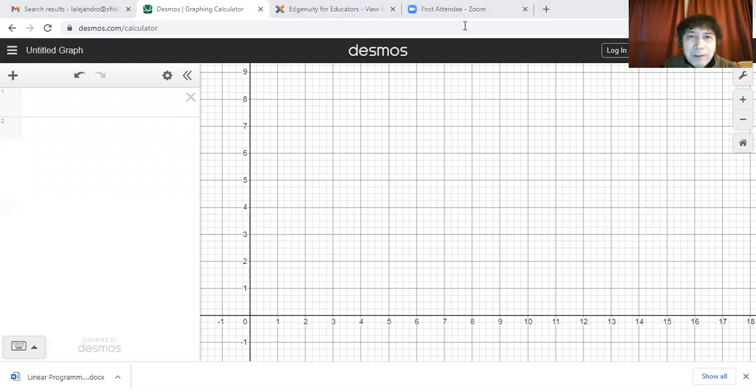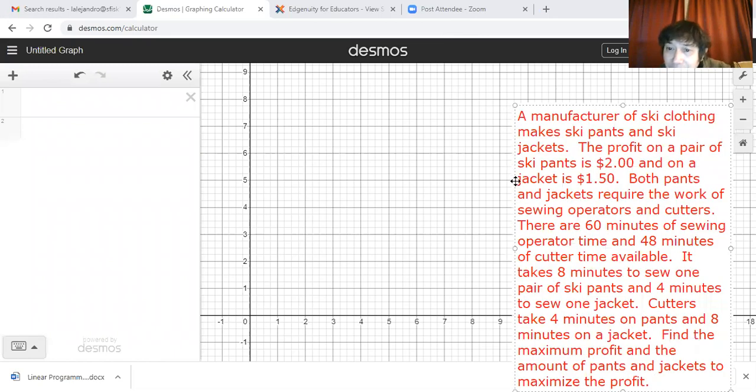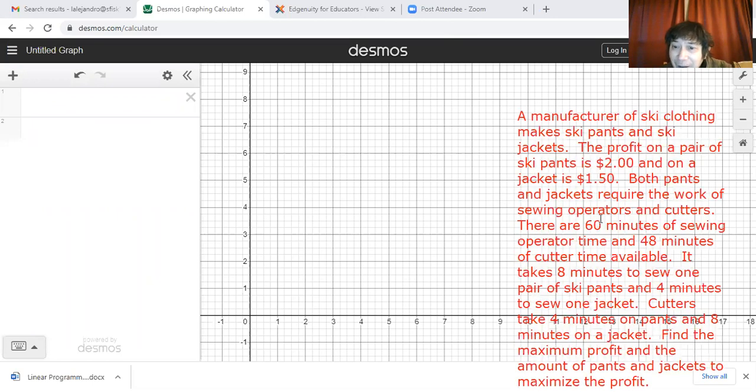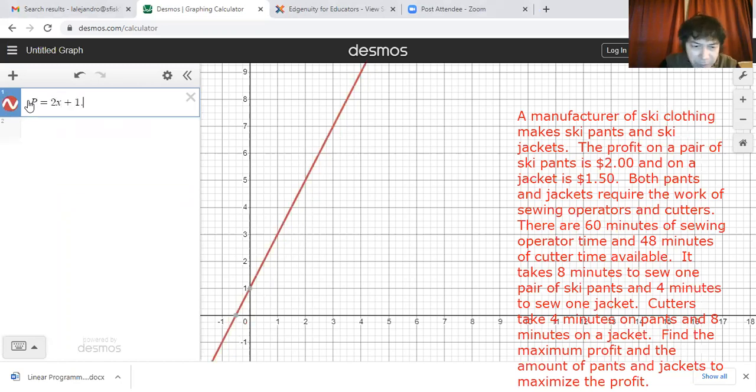Let's use the annotate, then text, and then over here, let me paste it there. So we can see it over here. We can begin with the profit statement again. We'll just type it. So this will be P equal to 2x plus 1.5y. That'll be for our profit. And then what else do we have?